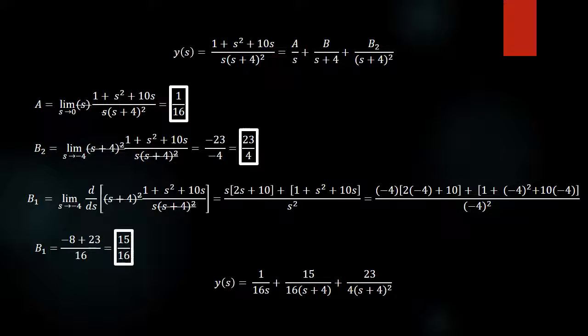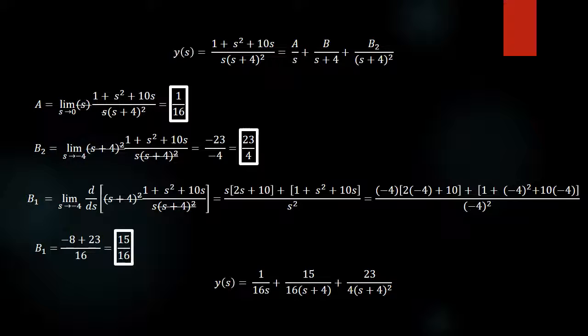Then we want to obtain the value of B2, and we apply the limit when s tends to minus 4 of (s + 4)² multiplied by the partial fraction. (s + 4) is eliminated in the partial fraction, and then we substitute the value of minus 4 in each s, and we obtain that the value of B2 is equal to 23 over 4.